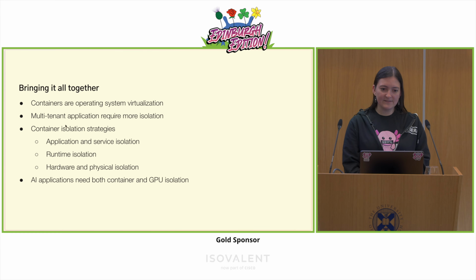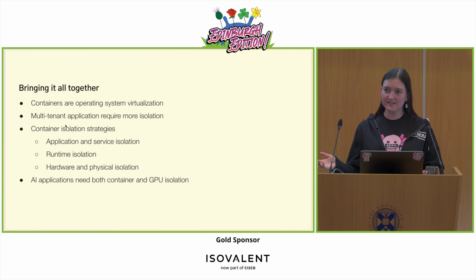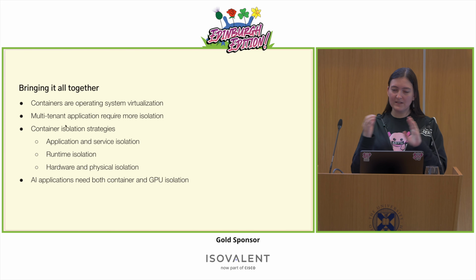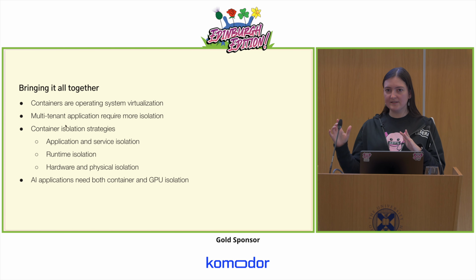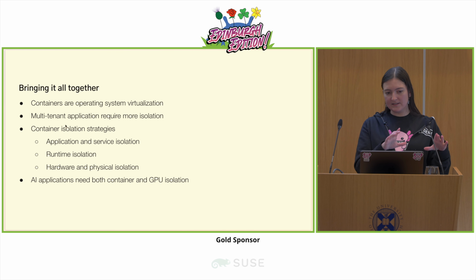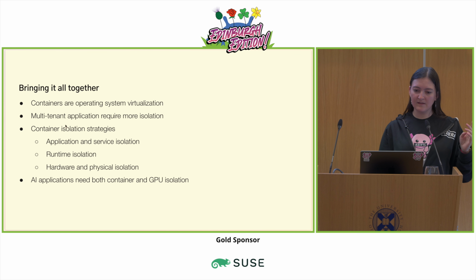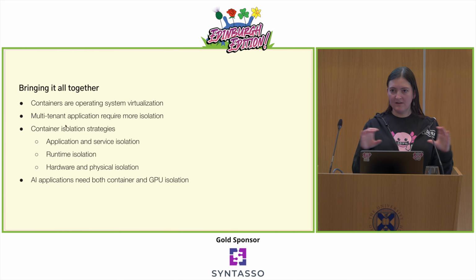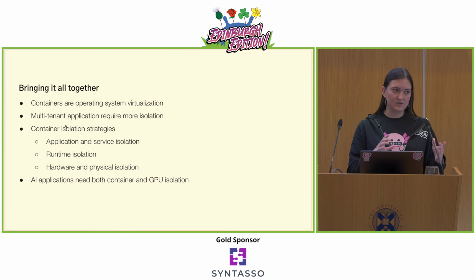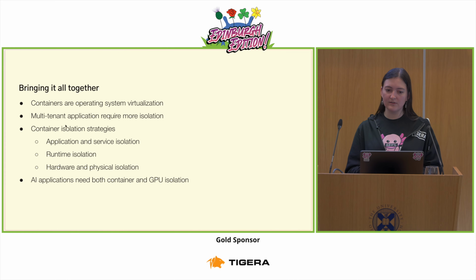So, bringing it all together, containers are operating system virtualization. That's what they do. They use namespaces and cgroups to create a view on the operating system, but they're still running like processes on your operating system. Multi-tenant applications require more isolation because with a shared kernel, you have to make sure they can't impact other containers or the operating system in ways that you don't want.